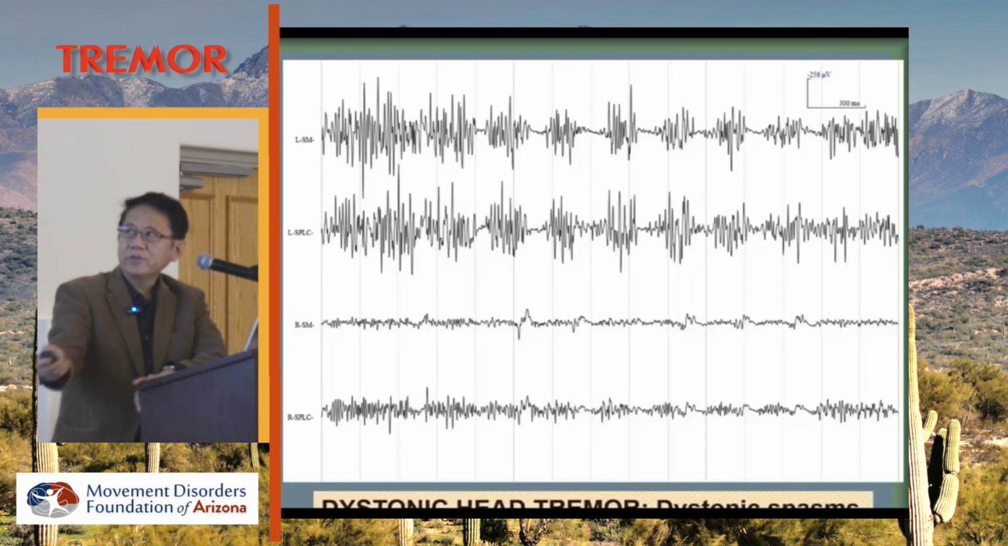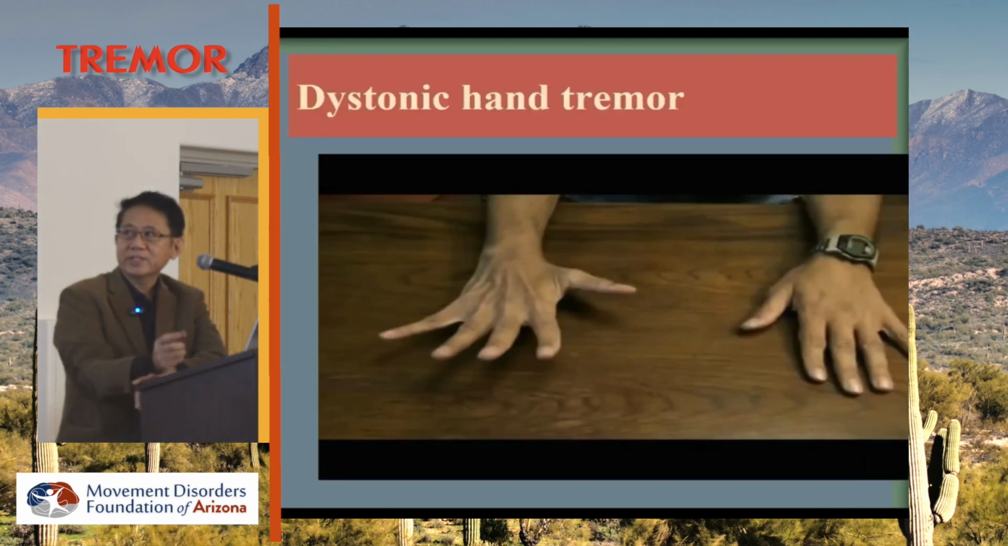And then when I do electrophysiology, I see this so-called dystonic spasm. They're prolonged spasms rather than a brief tremor burst. That's how I confirm, especially in more subtle cases, in cases less obvious than this, that this is truly a dystonic type of tremor and not just a central tremor.